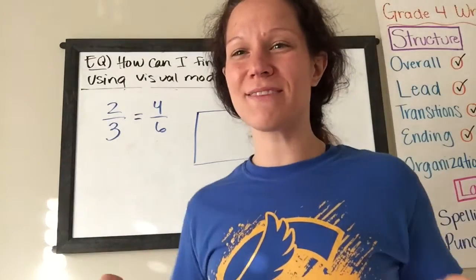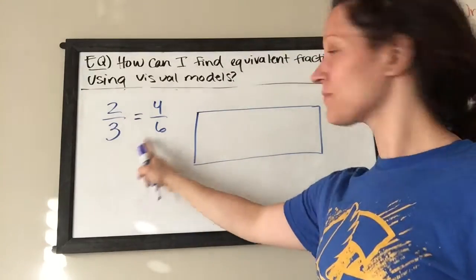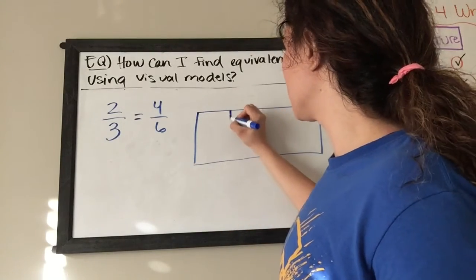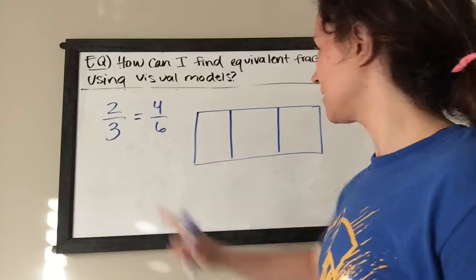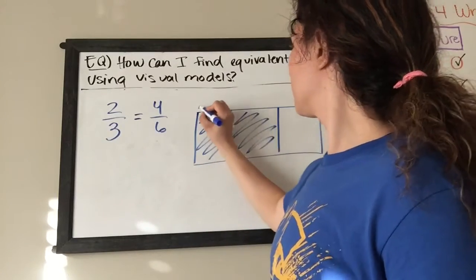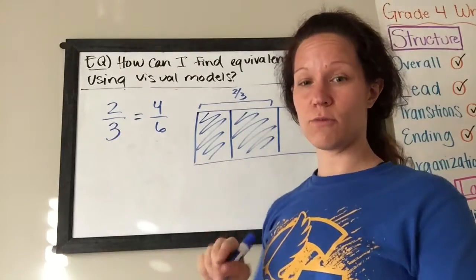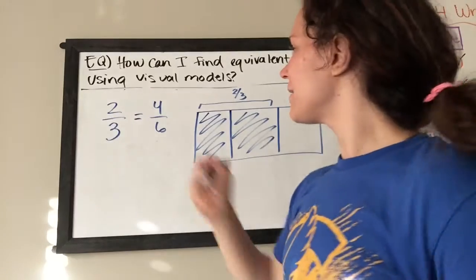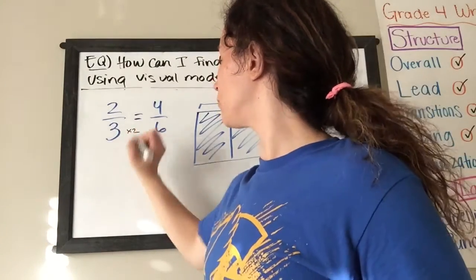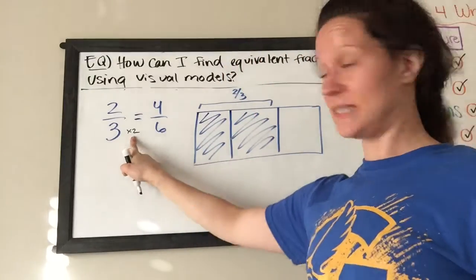Welcome back. I hope you paused the video and tried this to see if you could do it. But we have 2/3 is equal to 4/6, and we want to prove that. So 2/3, I want to draw 2 lines to get 3 pieces. And I'm going to shade 2 of those 3 pieces. Okay? And I want to prove that it's equal to 4/6. Now, how do I get from 3 to 6? 3 times what gives me 6? 2. Okay? So I'm going to partition each one of these thirds into 2 pieces to get 6 pieces.